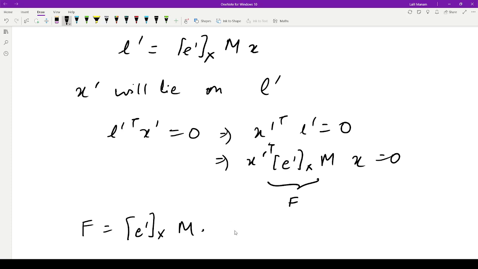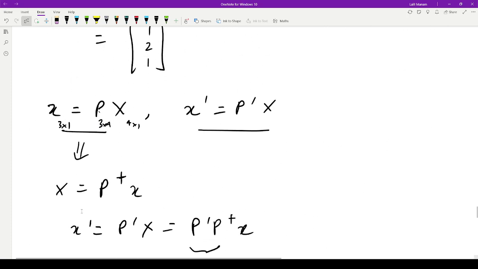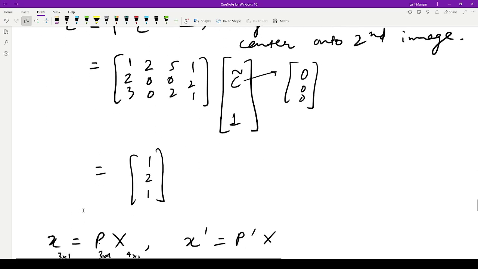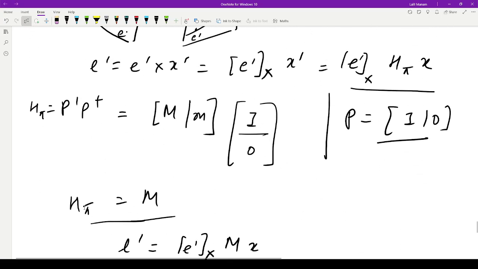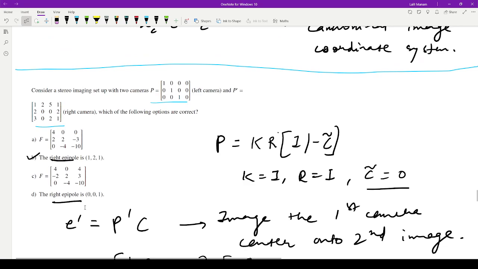Okay, we got E prime already above. Yeah, this, which is 1 to 1. And what is M out here? M is this matrix. Identity matrix. No, sorry, 1 2 5. Yeah, this one, 1 2 5, 2 0 0 3 0. So given this, this will be the answer, by the way. Just cross multiply. Sir, can you explain that P plus once again?